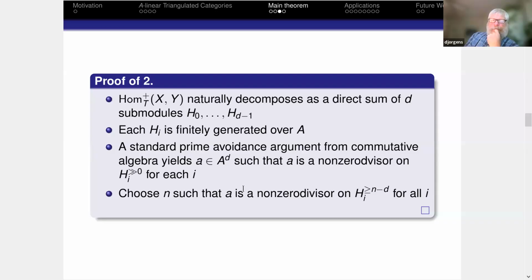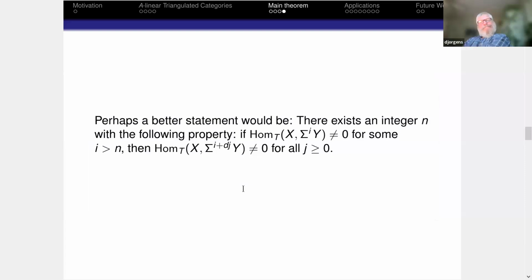So in either assumption 1 or 2, it's basically just standard commutative algebra that gives you the results. Now, it occurred to me that maybe there's a better statement of the theorem, because what's really happening, right, is that, well, let me just read the statement.